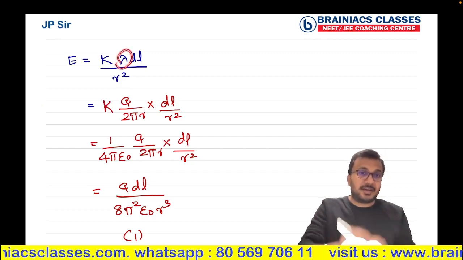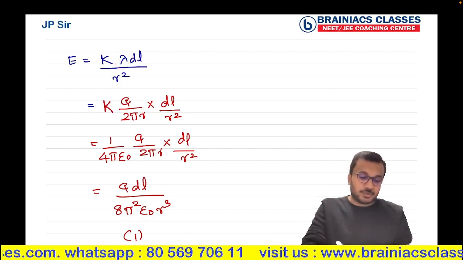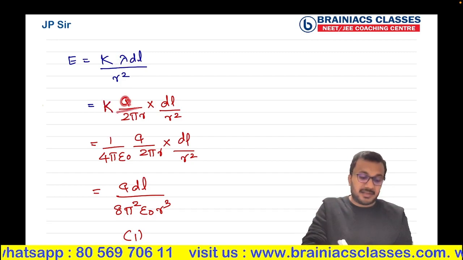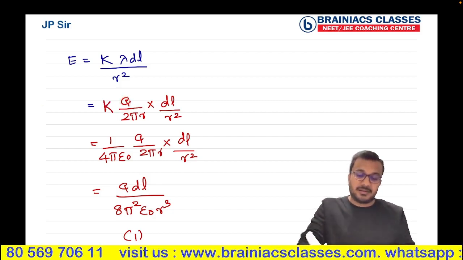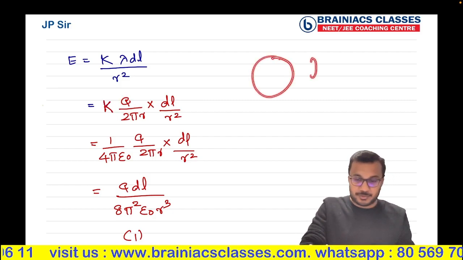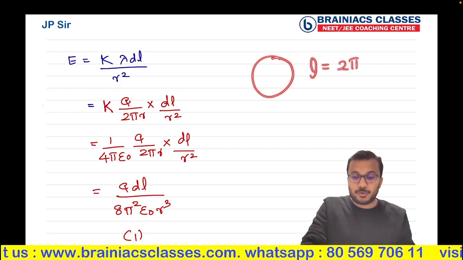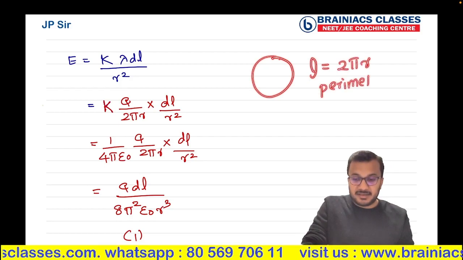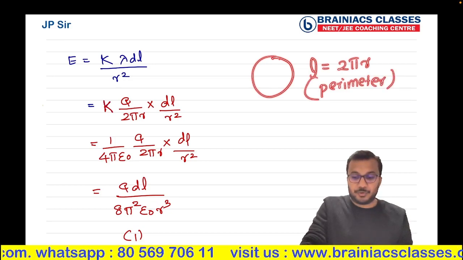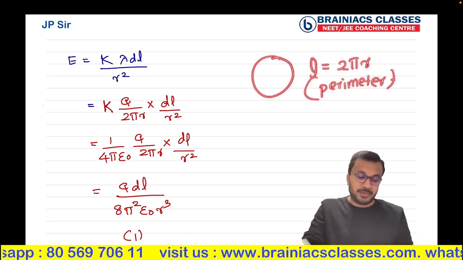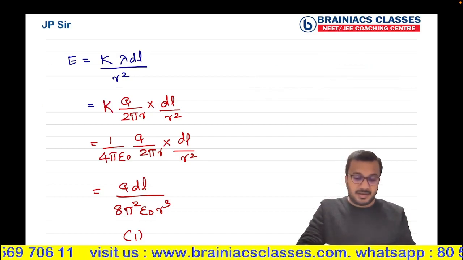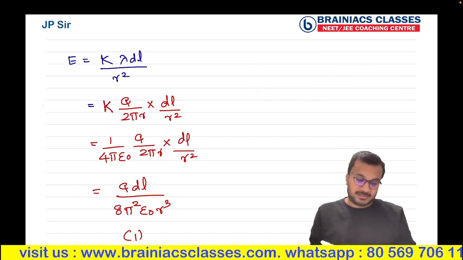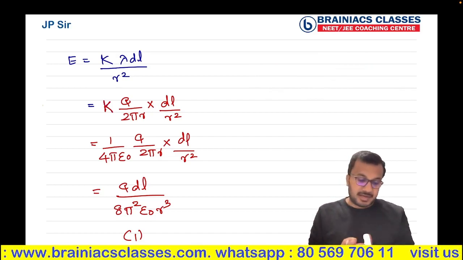What is lambda? We have a full circle, so lambda is charge divided by length. For a full circle, the circular length is equal to 2 pi r. This is called the perimeter in mathematics. If you don't know it, you should learn it now. So we get Q by 2 pi r, times dl, divided by r square. That's it. The answer is over.